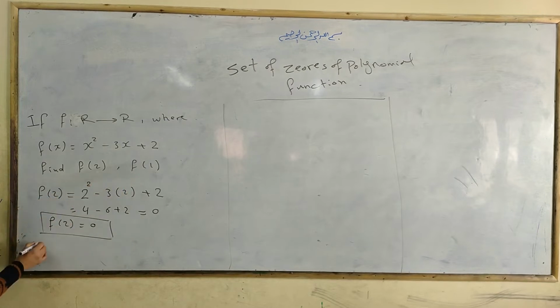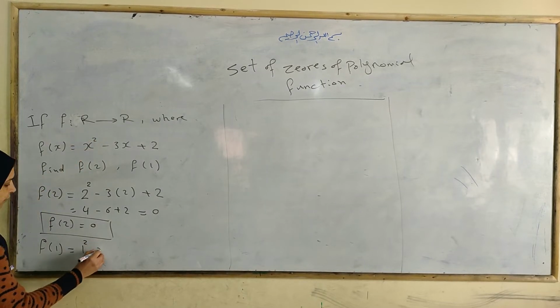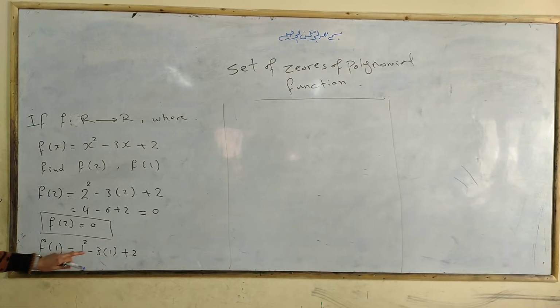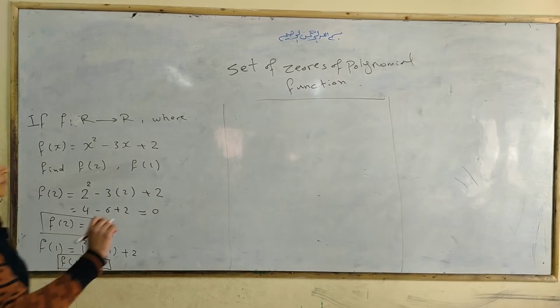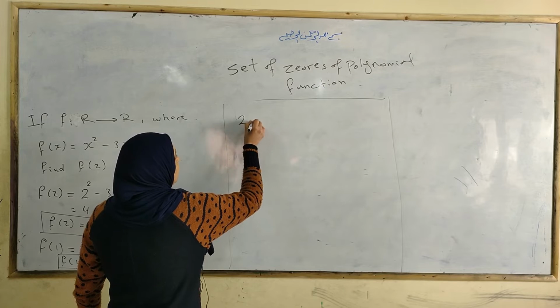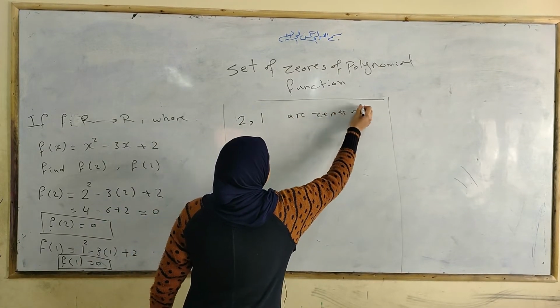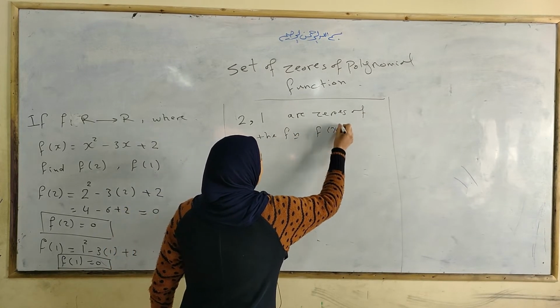To get f of 1, we replace x with 1. 1 power 2 minus 3 times 1 plus 2. 1 power 2 equals 1. Negative 3 times 1 is negative 3, plus 2. Therefore, f of 1 also equals 0. So 2 and 1 are zeros of the function f of x.